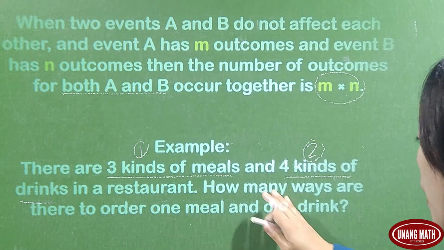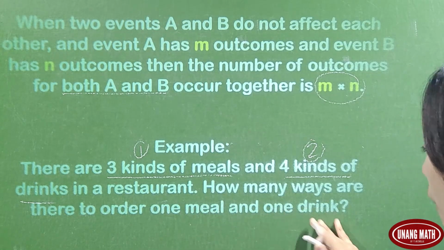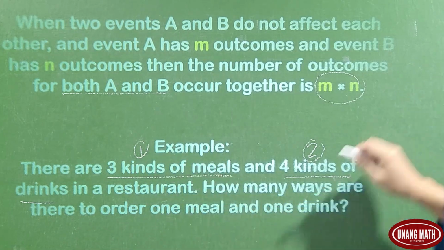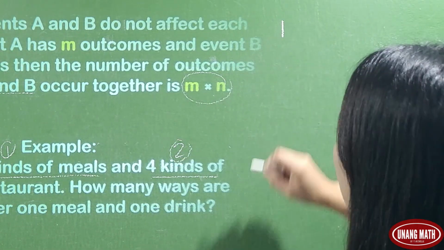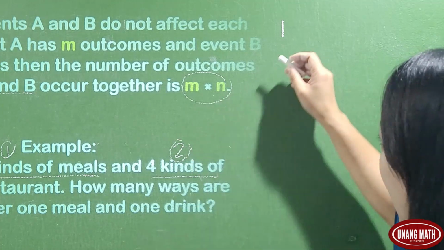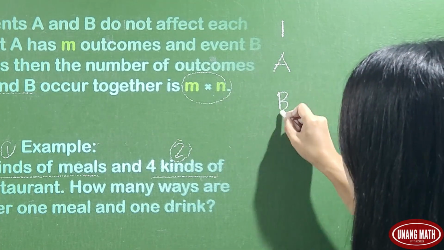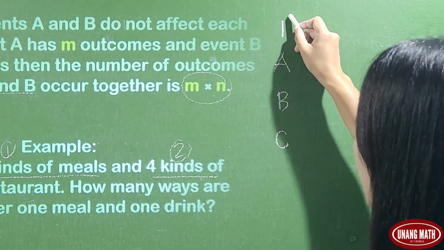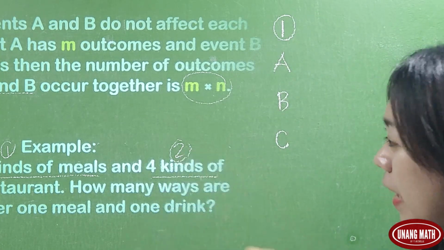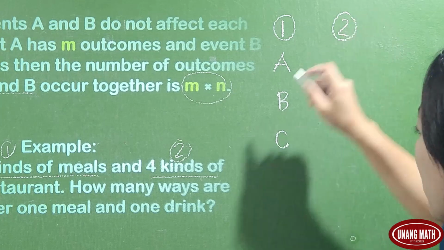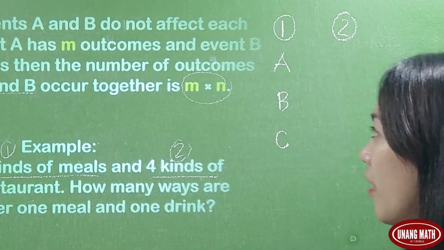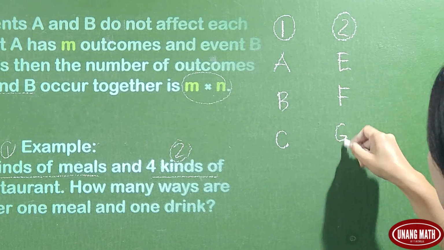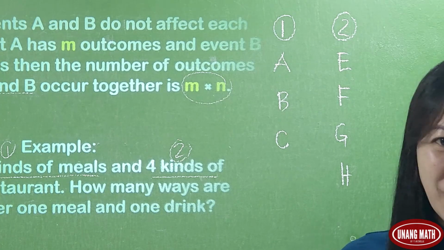So to find out how many ways there are to order one meal and one drink, let me explain this way. Our first event is 3 kinds of meals. Let's say meal A, B, and meal C. So this is our first event. What about in our second event? In our second event, there are 4 kinds of drinks. Let's say drink E, F, G, and H.